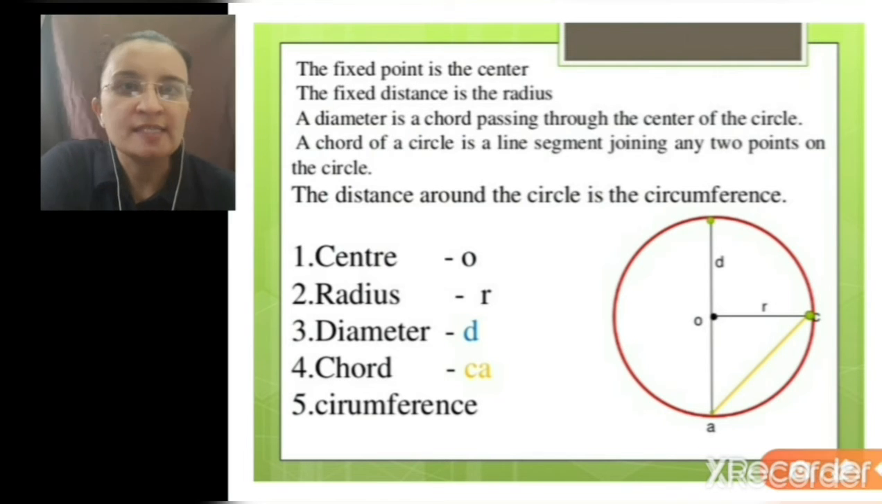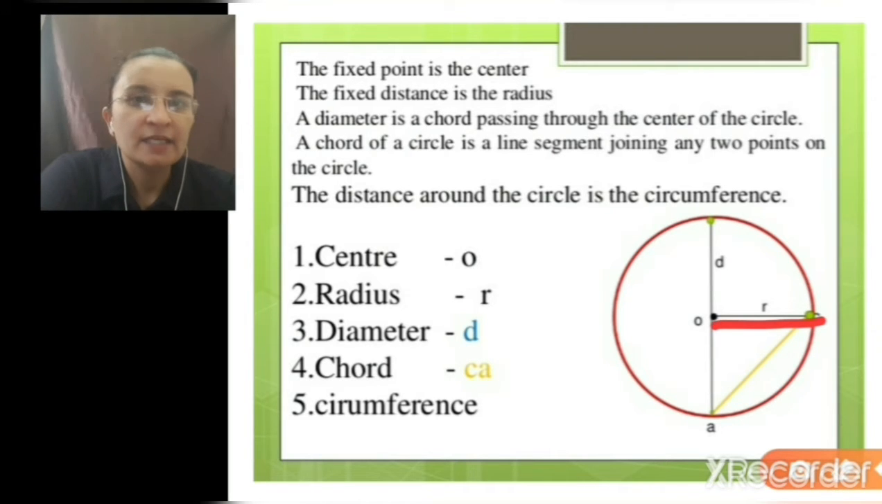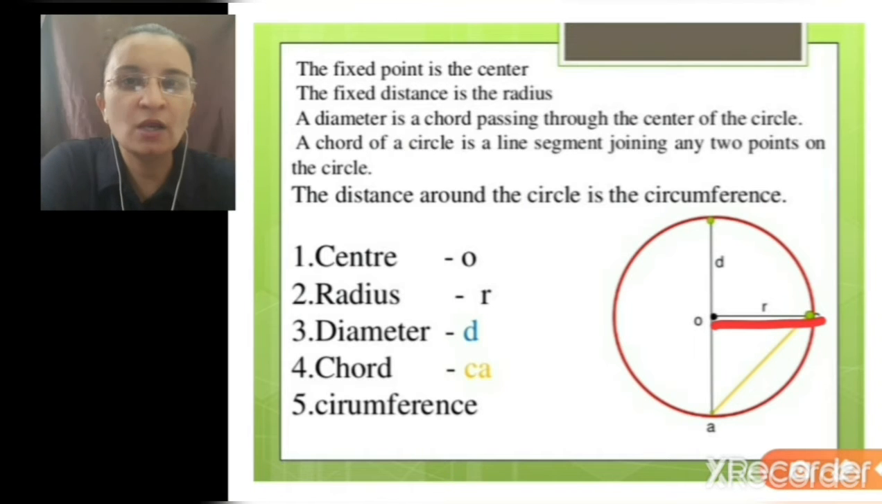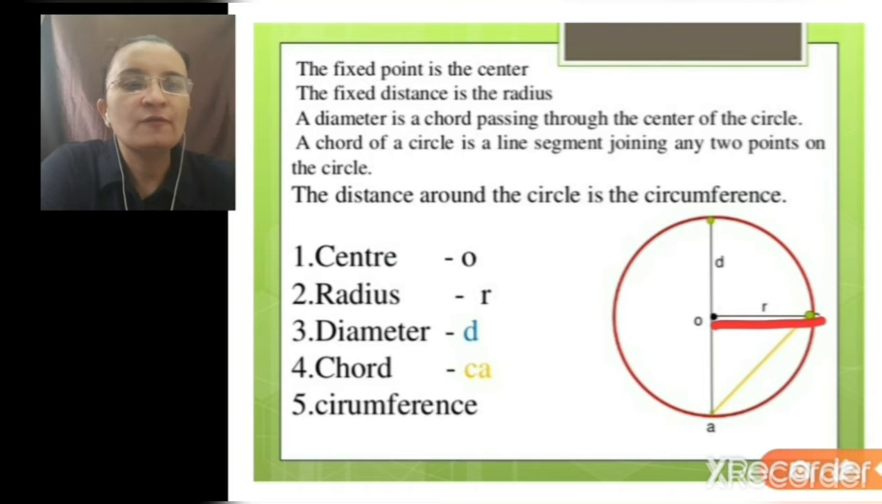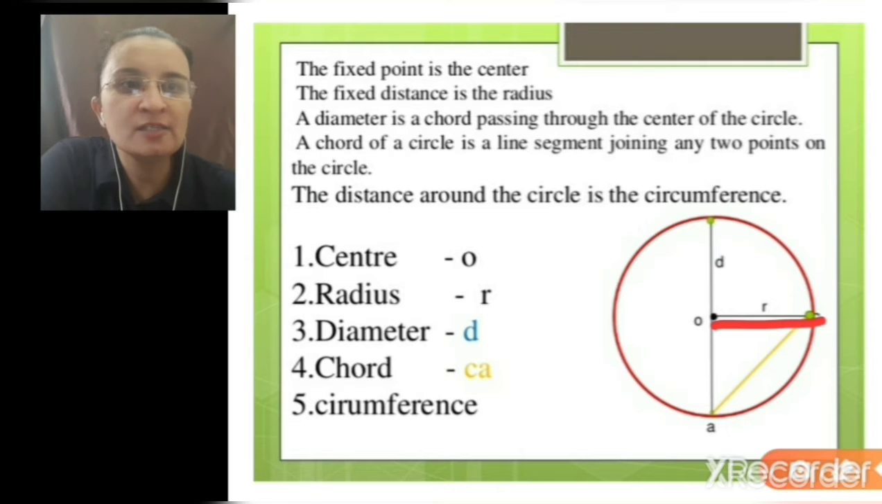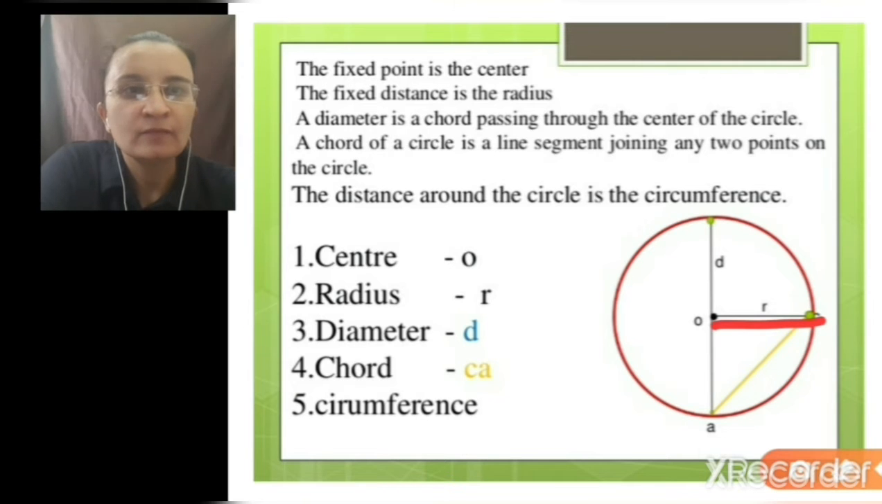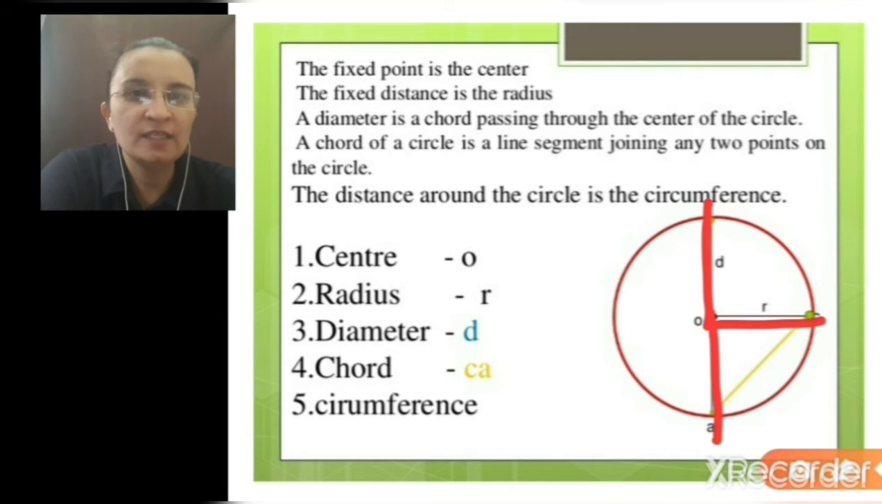Now radius. OC is the radius. It is denoted by R, small r. We can say the radius of a circle has its center as a starting point and another point on the circle. Look, O is a starting point, C is on the circle. Can you find out another two radius in this circle? OD and OE. These are the radius of a circle.